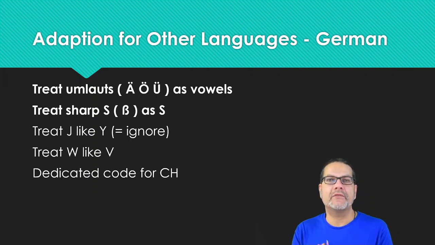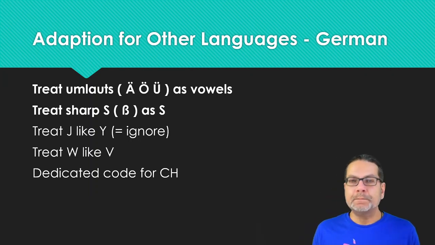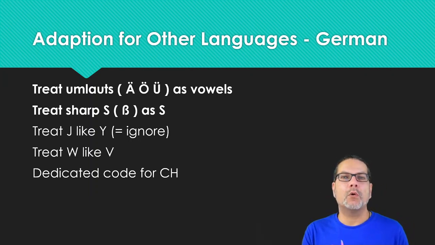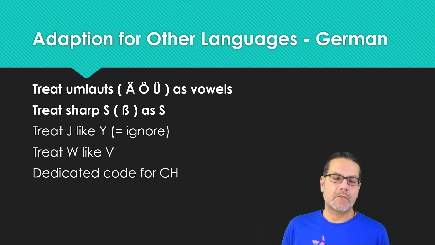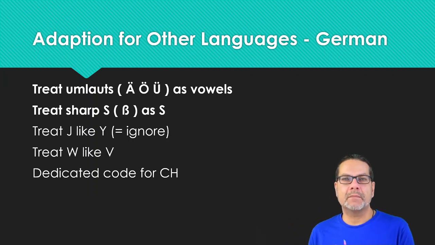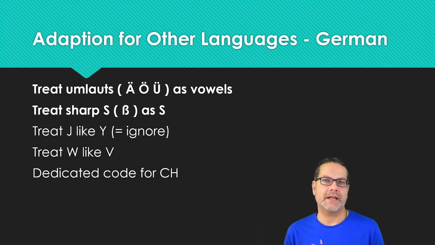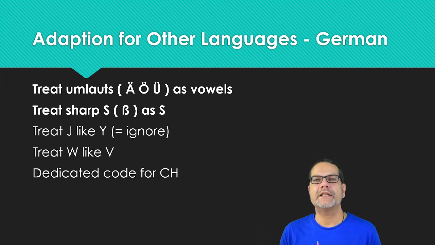But if you want to have better results for German, you need to adjust the Soundex function. So you would need to treat our umlauts in German as normal vowels. That is pretty obvious, and it's a minor change. And the next, and that is in my opinion the most important one, you need to treat our sharp S as a normal S in processing the word for Soundex. If you make these two changes, the results of Soundex for German words are already pretty good.